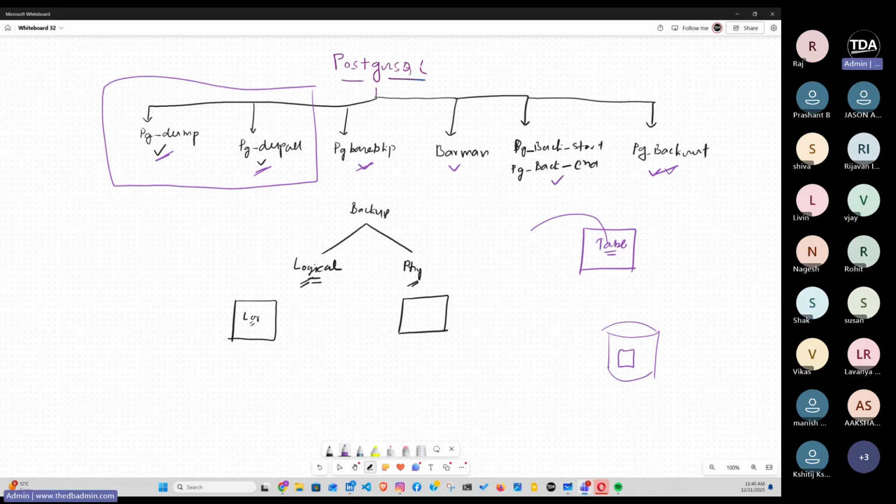Are there MySQL people here? Even if you are on an XtraDB cluster, an InnoDB cluster, or doing any kind of master and slave replication, will your backup strategy change?